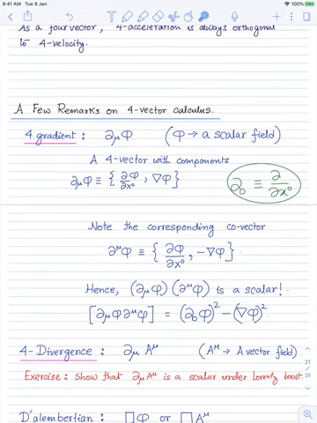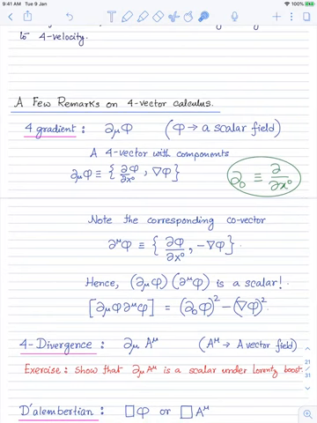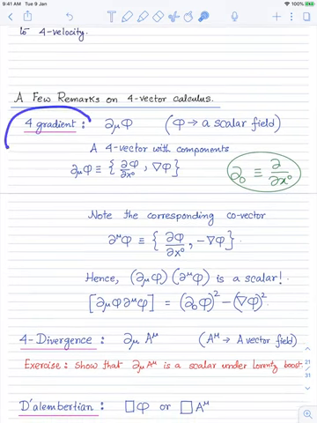Very good. Now first we can define the simplest quantity, which is basically the 4 gradient. So if we have a scalar, let's say a scalar field, now this is a scalar field over space-time. We have to remember that this object is a function of x, y. It's not only a scalar field over space, but it's also a scalar field over time.